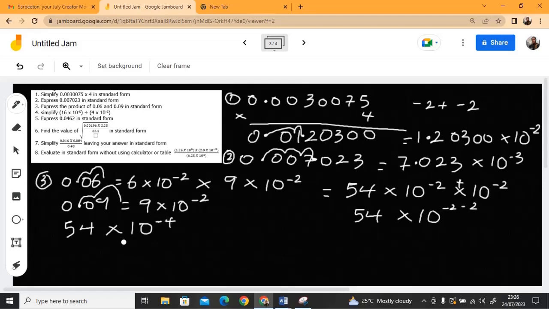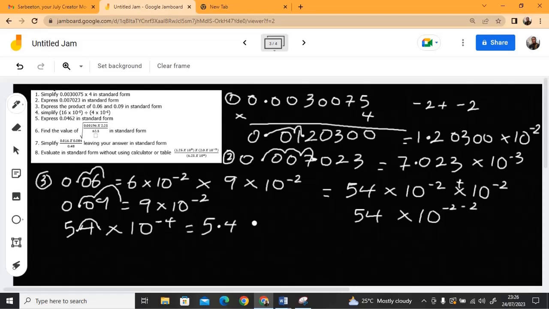But this is not our final answer. I told you earlier that in standard form, we only want a single digit before the decimal point. And if you have an ordinary number that does not have a decimal point, the point is at the last number. There's an invisible point here. So you have to move this point to here. Note that this one does not have a 0 point, so it will be a positive power. You move it by 1 place.